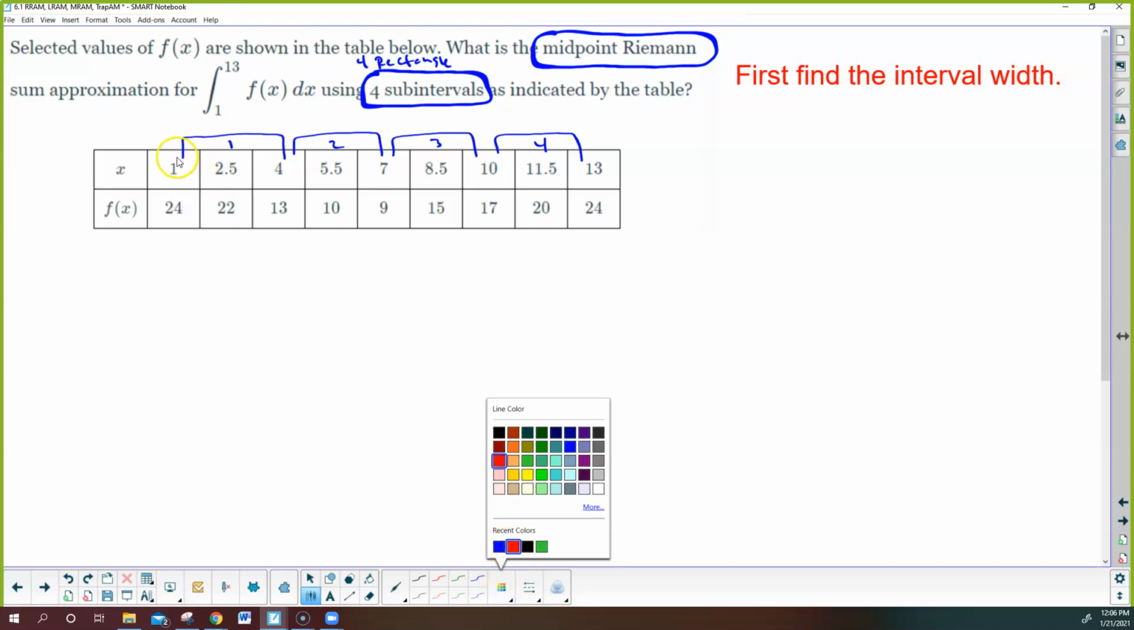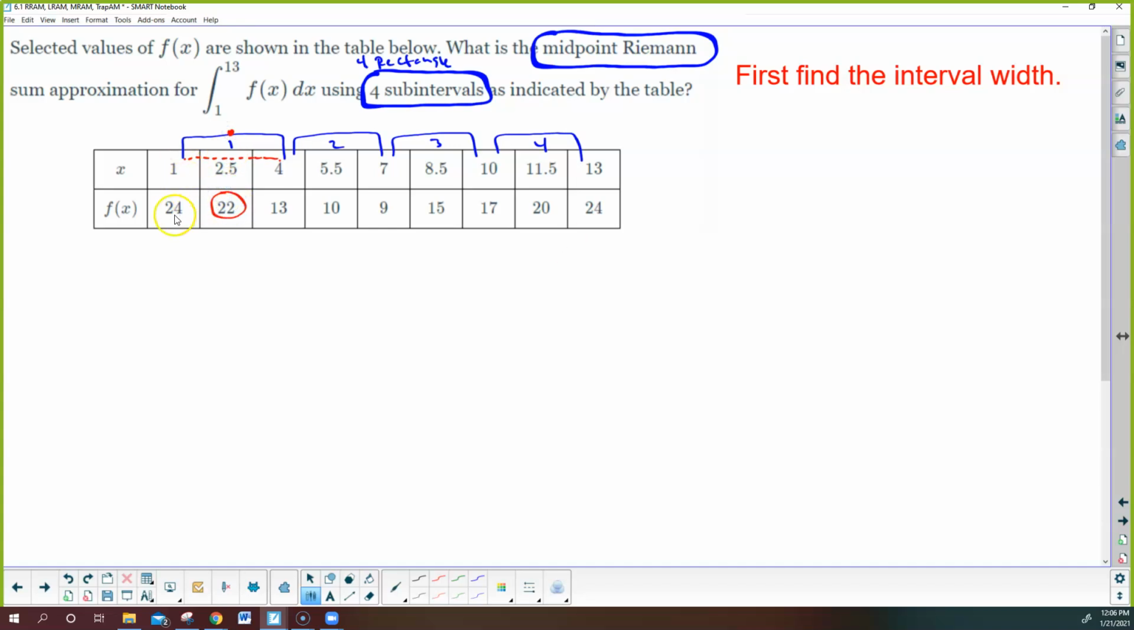We can determine the width between them, but what is the height? The height now is the midpoint. It's not the left, it's not the right. We're using the midpoint value. Okay, so let me show you quick how I would do this problem.